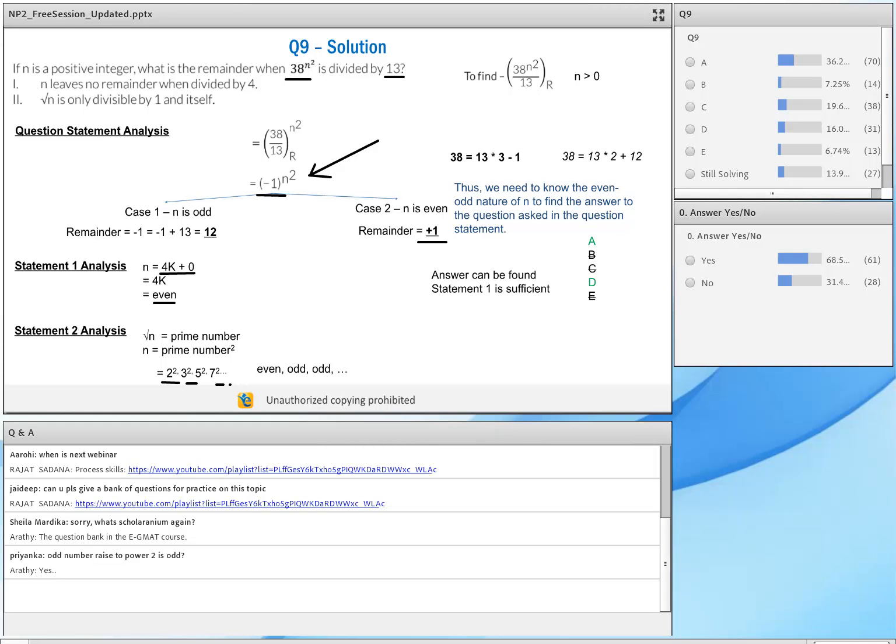Because n could be either even or odd, we can't say for certain whether my remainder is plus 12 or plus 1. So statement 2 by itself is not sufficient, which means my correct answer is choice A.